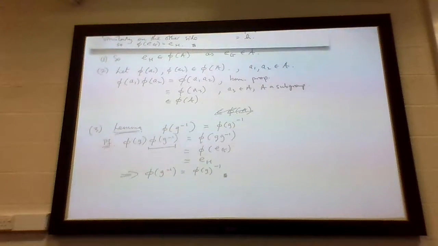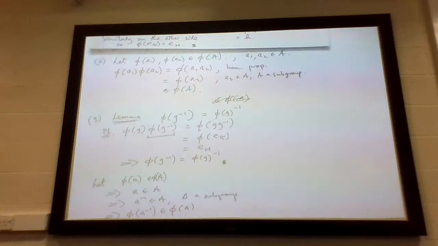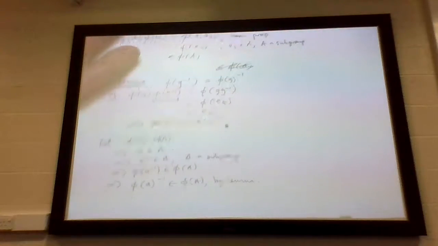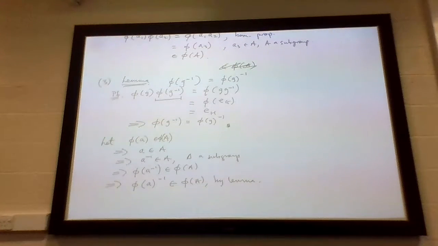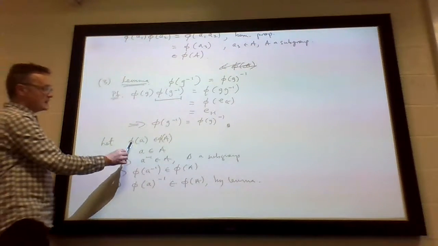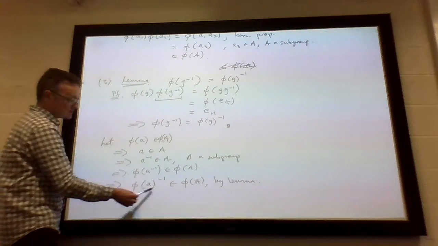So with that little lemma, obviously then if φA is in A, that implies A is in A, that implies A inverse is in A, because A is a subgroup, it has all its inverses. And that implies φ(A) inverse is in φA, but that implies that φ of A inverse is in φA by this micro lemma we just proved. And that is part 3 of proposition 3.30, namely that any element in the subset, its inverse, is also in the subset.